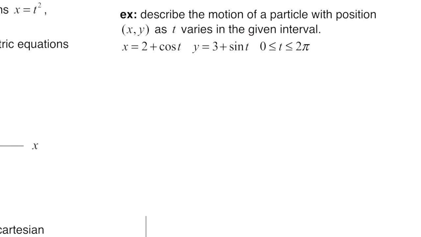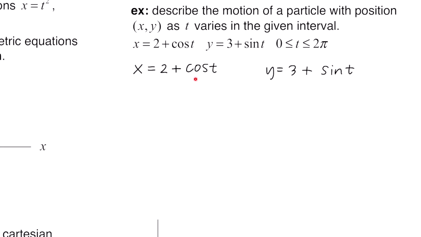This example says, describe the motion of a particle with position xy as t varies in the given interval. We have x equals 2 plus cosine of t, y equals 3 plus sine of t, and then t is between 0 and 2 pi inclusive. So we're going to treat this problem very similarly to the last one. We want to isolate the cosine and the sine. So to isolate the cosine, we're going to subtract 2 from both sides. Over here, to isolate the sine, we're going to subtract 3 from both sides.